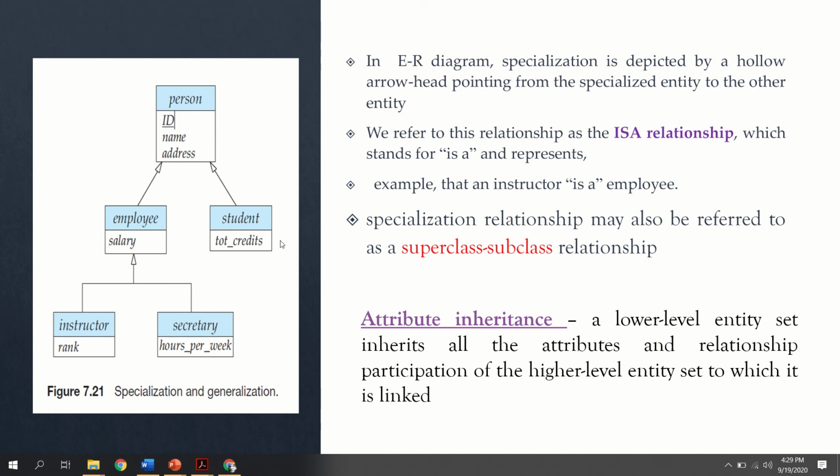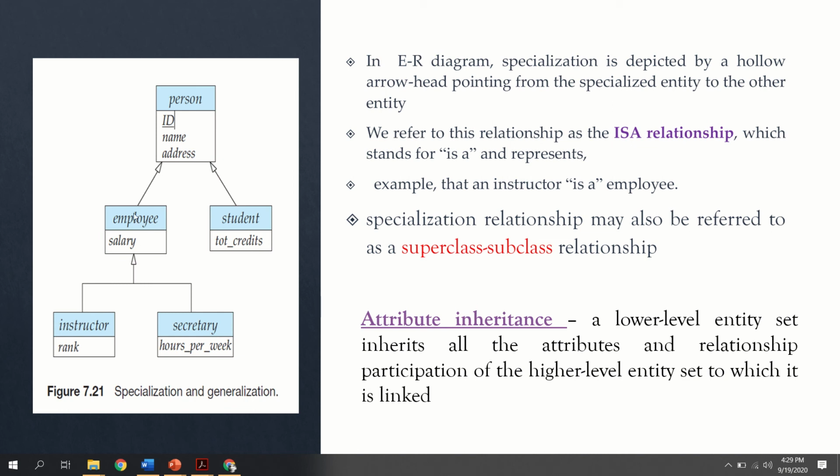So always we can say that a specialization is an is-a relationship. That is a superclass-subclass relationship. You already studied the meaning of superclass and subclass. The same concept we can use. And next is how to represent a specialization. Normally a specialization is represented by a hollow arrowhead pointing from the specialized entity to the other entity.